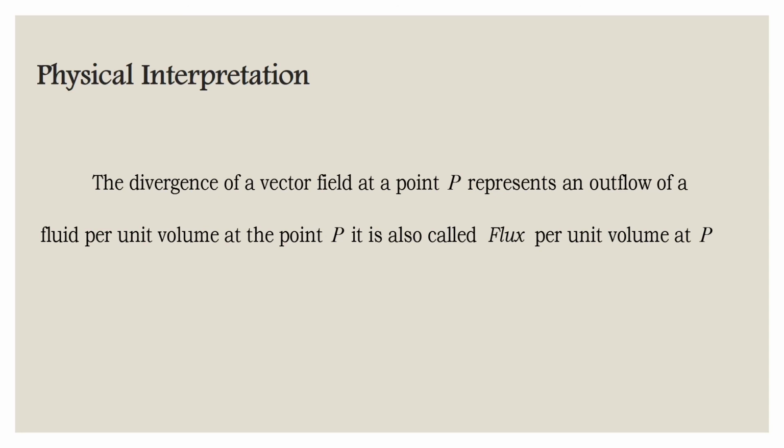We will see the next case, div F equal to 0, after some time. Physically, the divergence of a vector field represents the outflow of a fluid per unit volume. It is also called flux per unit volume at the given point P. Flux means outflow.